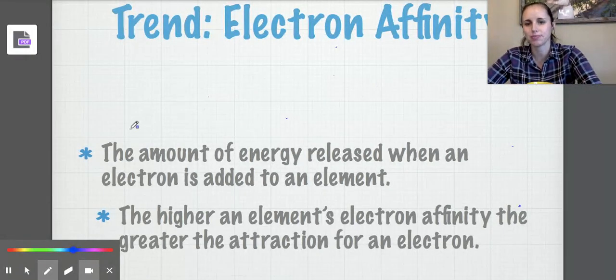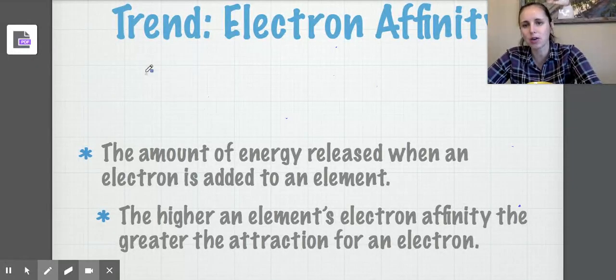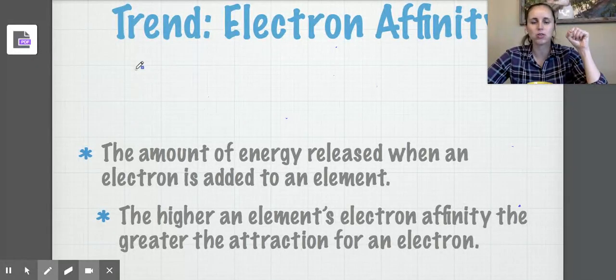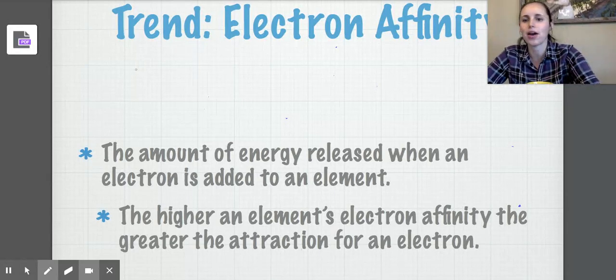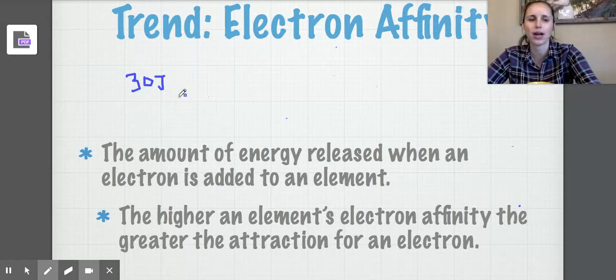So let's say we're talking about lithium, and let's say we're talking about removing that outermost electron. So if we want to remove that outermost electron, it's going to require energy. Let's say it requires, I'm just going to say 30 joules. Totally made that number up. I don't actually know how much it requires off the top of my head. I'd have to look that up. So let's say it takes 30 joules of energy for me to actually pull off that electron.